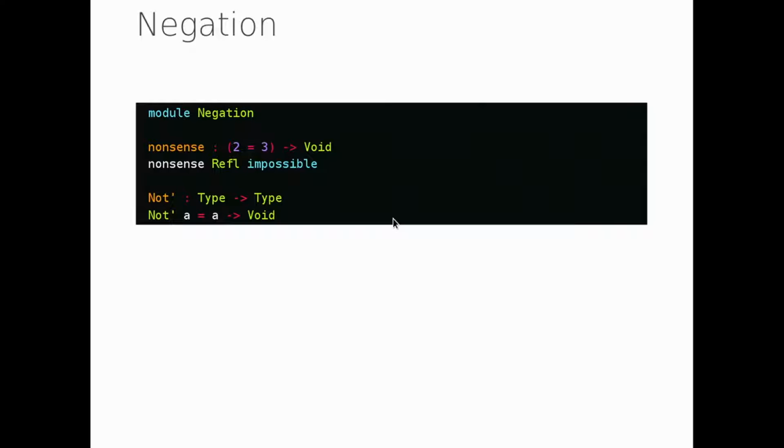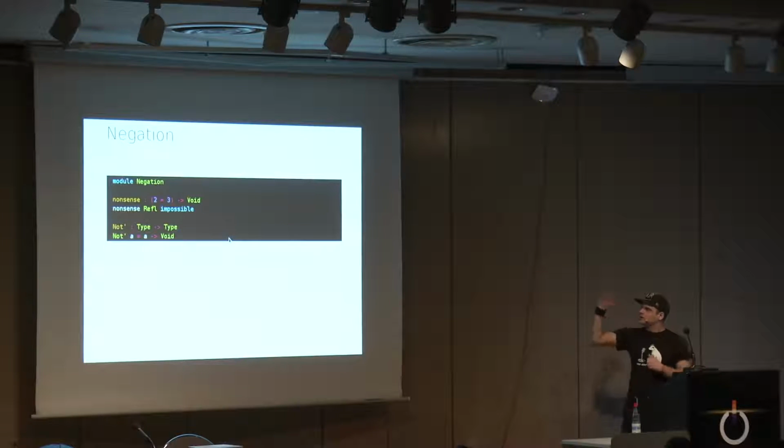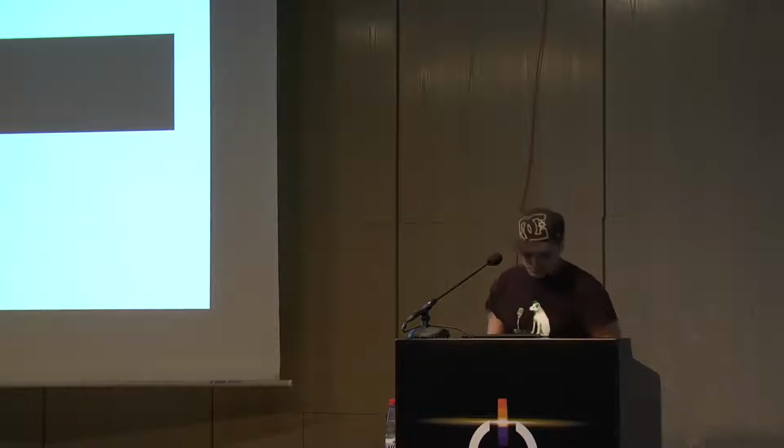If the domain is empty, then we can't map it. Then we can map every point. But if the domain is not empty and the codomain is empty, we've got a problem because we cannot map these types. We cannot build this function. So this is what this negation stuff is about.